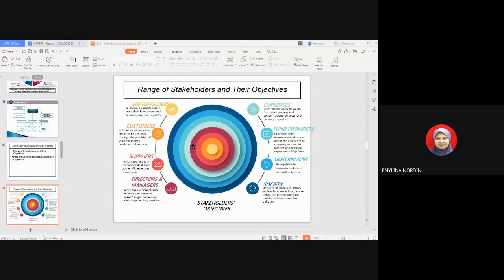So maybe we can look at one of these stakeholders. Look at the shareholders. Very obvious, this is very straightforward. If the company wants to raise funds or cash to finance a new project, the company issues shares, right?